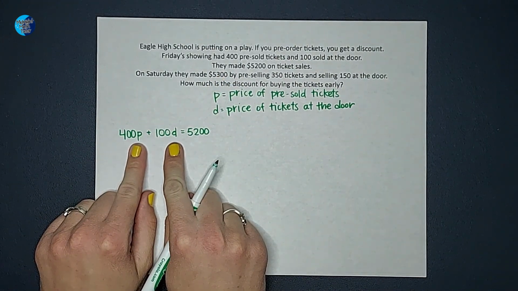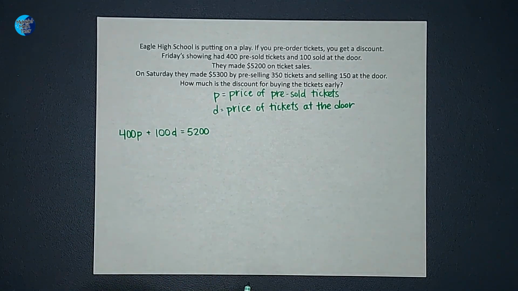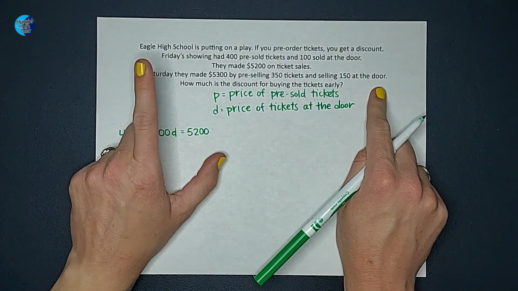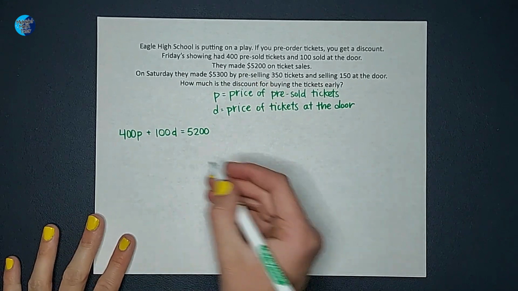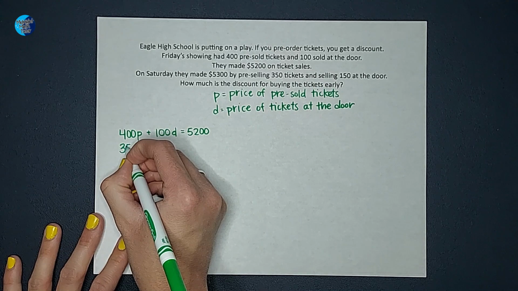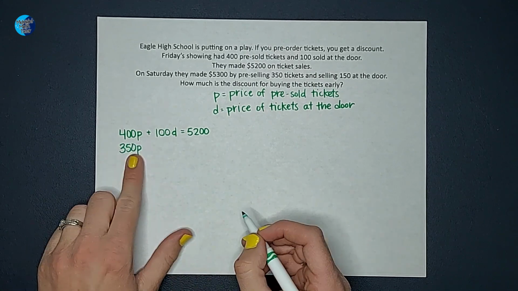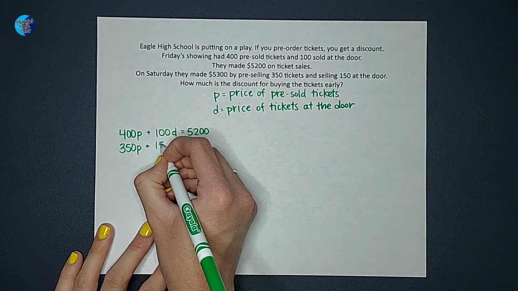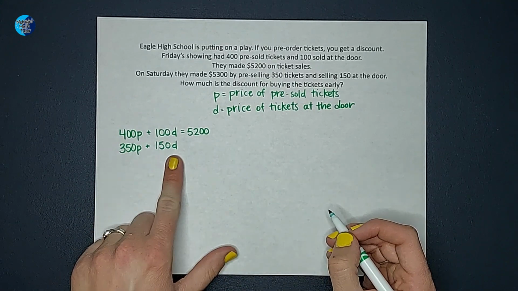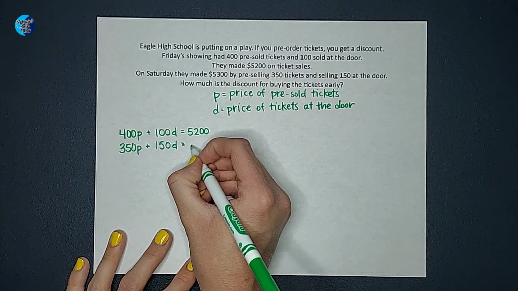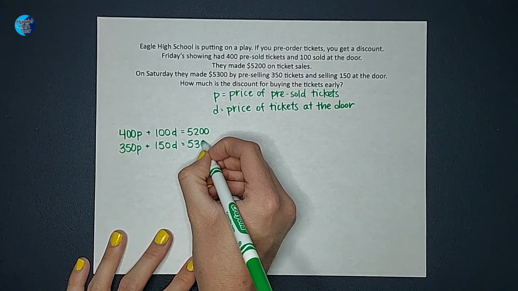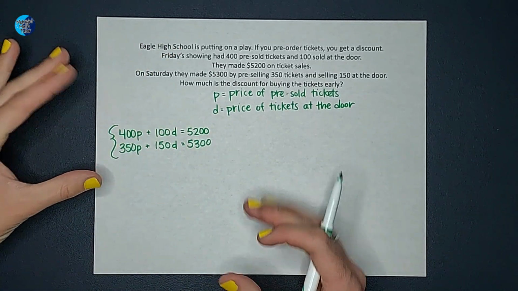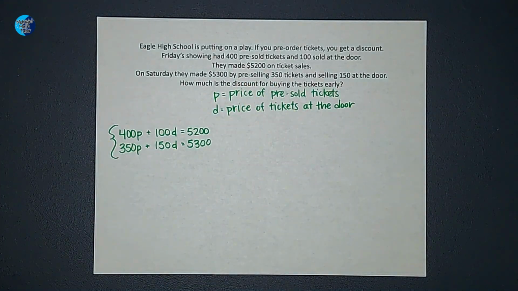Now, there are a ton of pairs of numbers that could work for this, so we need to narrow it down and get another equation. That's where we use what happened on Saturday. On Saturday, they pre-sold 350 tickets, so 350 times the pre-sold ticket price, plus they sold 150 at the door, so 150 times the at-the-door price. The total amount they made was $5,300 that day. Now that I have these two related equations, I can use them to figure out the prices.